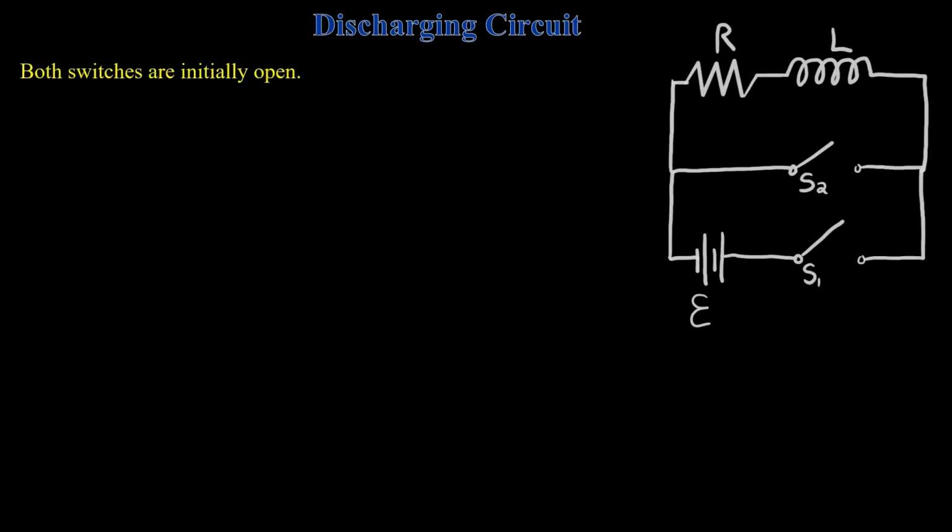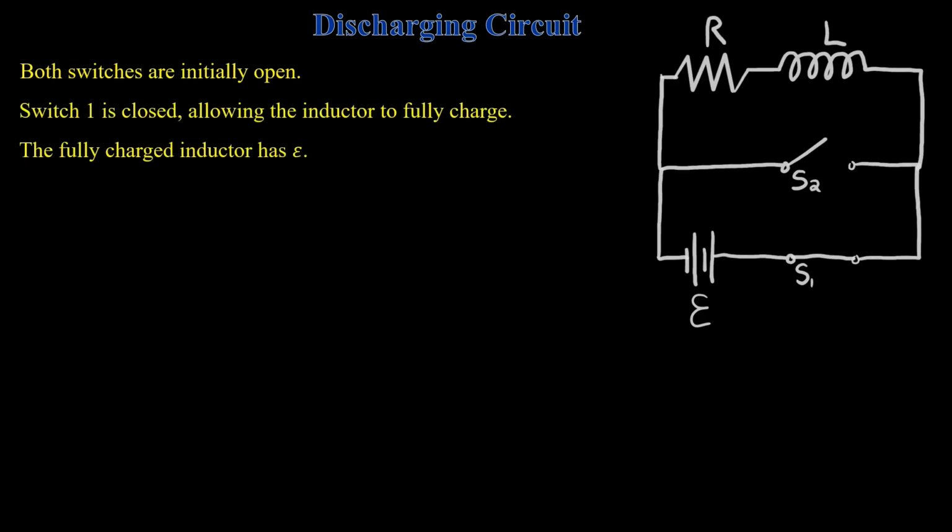Now on to the discharging circuit. So in this case, we have a battery, and we have two switches that are initially both open. And now we have, again, up here, an inductor and a resistor that are in series. So I'm going to close S1, and what that's going to do is fully charge the inductor. So we're going to have the charging circuit that we just had. It's going to charge, it's going to reach a steady state.